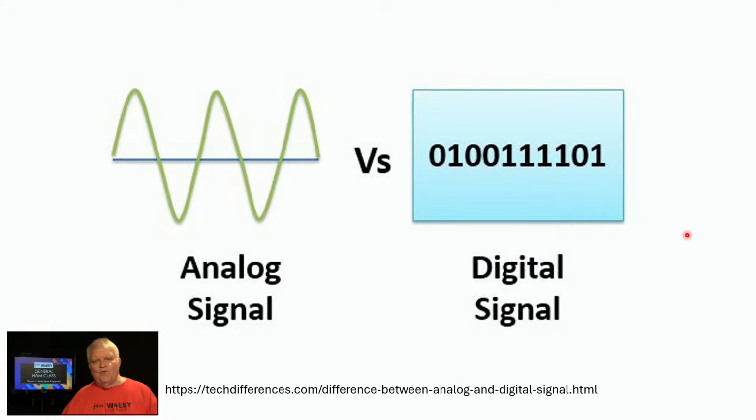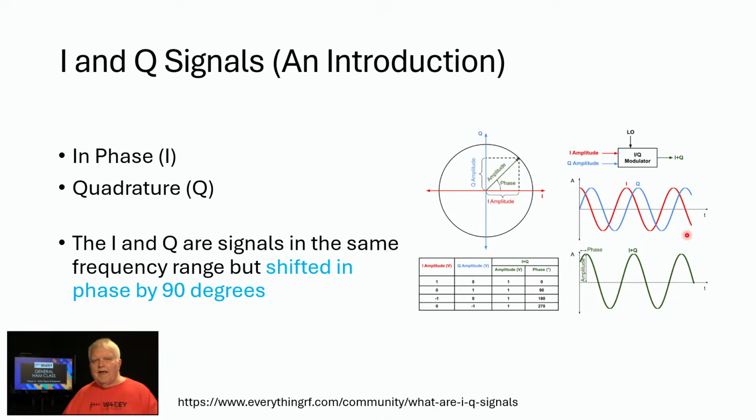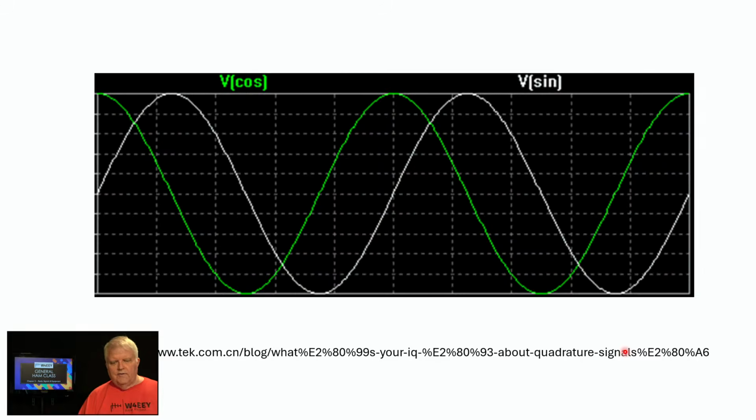Something magical can happen with I and Q signals. I and Q signals in the TV realm were analog signals, but I and Q signals can also be in the digital realm as well. So we just want to introduce you to the concept of I and Q signals. They're signals in the same frequency range, but they're shifted in phase by 90 degrees. And so if we had two sine waves, this is what they would look like. Here's a little closer view. They're the same signal type, sine waves in this case, but they're 90 degrees apart.